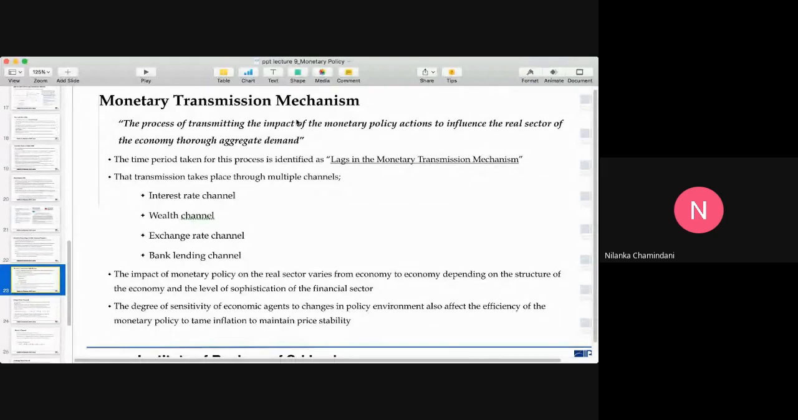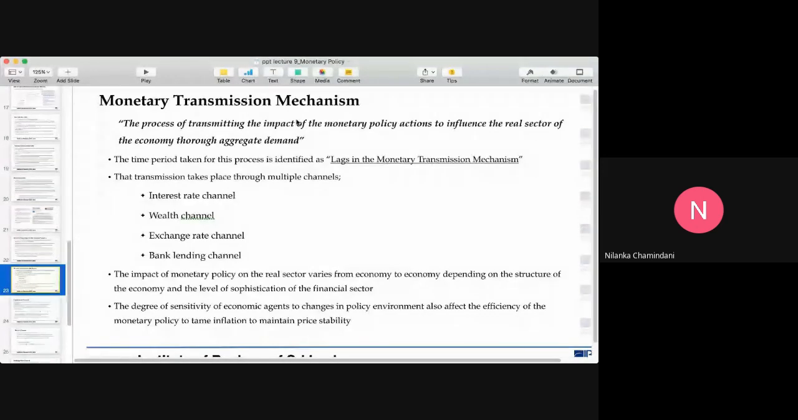At the beginning of our discussion, we saw the link between money, aggregate demand and inflation. So now we have to check what the channels are through which the transmission process happens. The time period taken for this process is identified as lags in the monetary policy transmission mechanism. It means that it is not going to happen overnight, but takes some time. So it is called the lag effect.